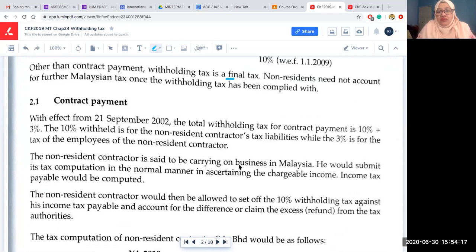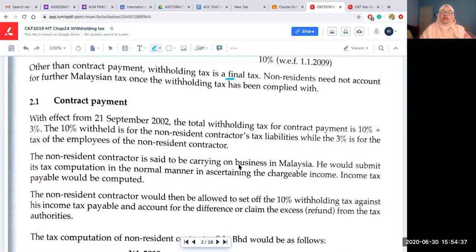Contract payment means looking at the construction cost, or whenever there's a contract between a person and another person. So contract payment: 10% is on the company, 3% is on the employees of the company who are non-resident persons. Right? So that's the 10+3%.